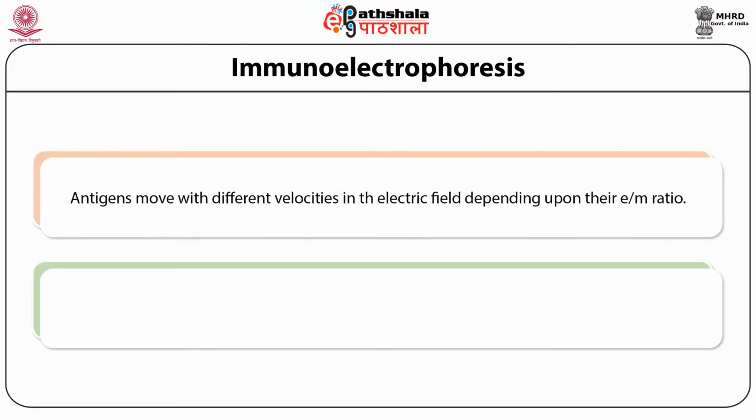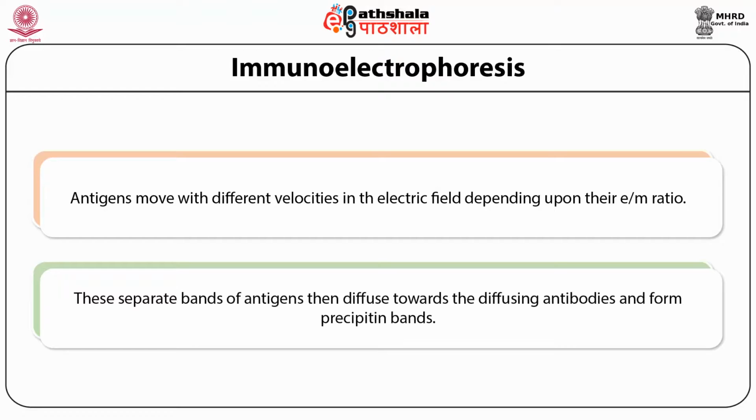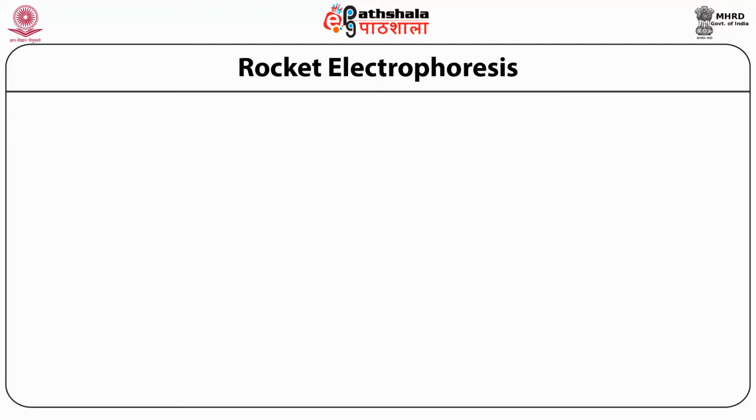Antigens move with different velocities in the electric field depending upon their e by m ratio. These separate bands of antigens then diffuse towards the diffusing antibodies and form the precipitin bands, which can be clearly seen in this figure.